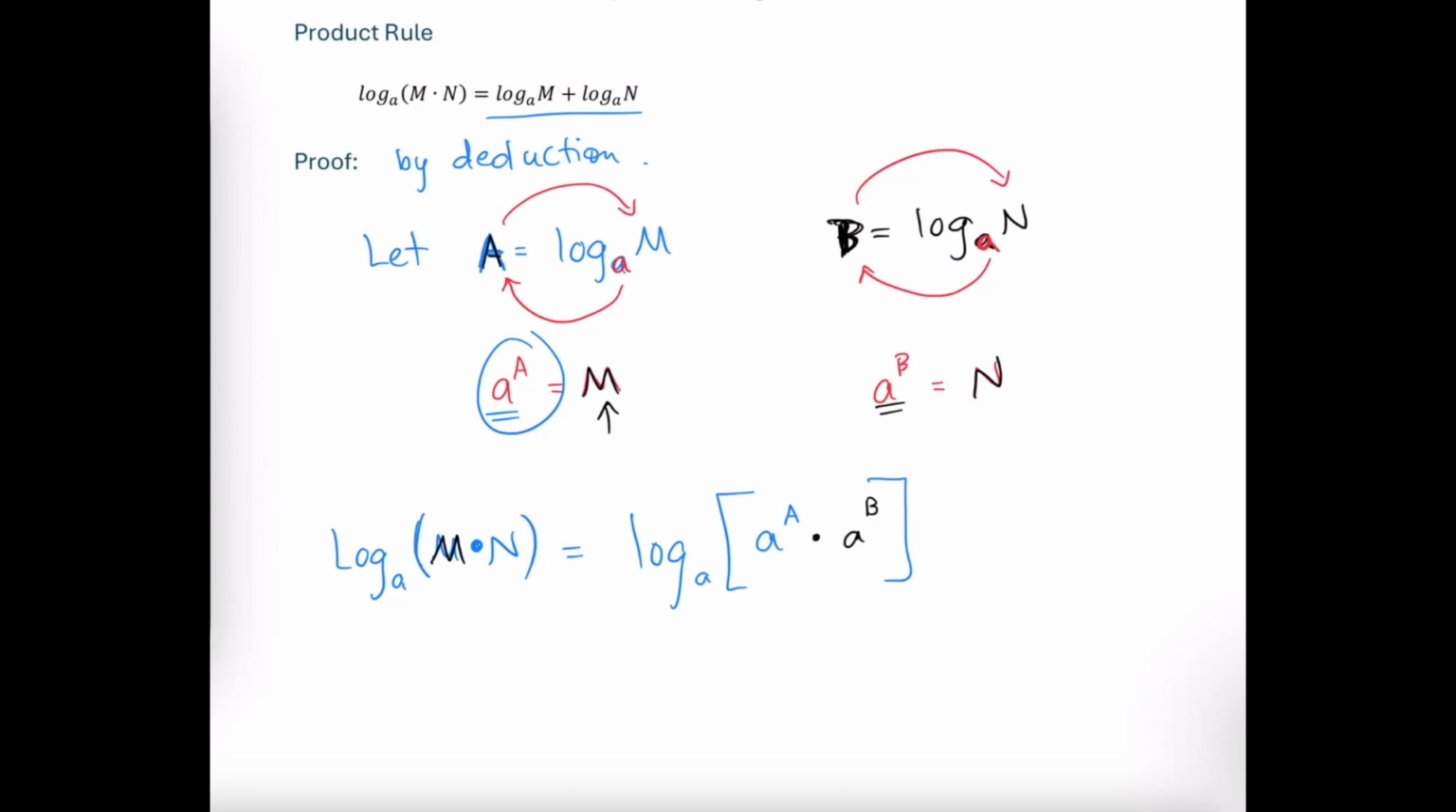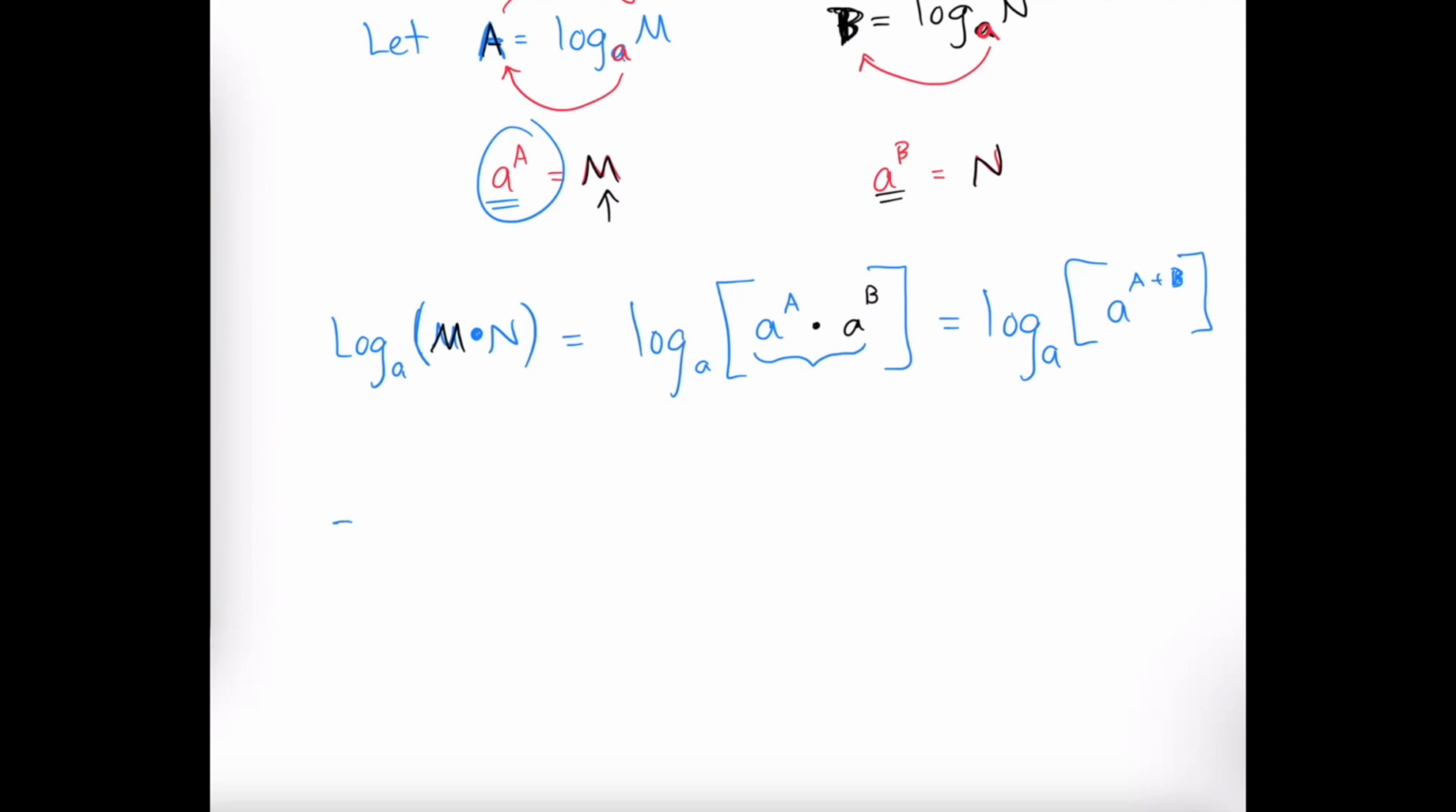And now we'll look at the inside of this logarithm. Essentially, we have two things that are being multiplied together. They have the same base. And when we have two things multiplied together with the same base, that means that we can add these exponents, right? We add those two exponents in order to write them with that same base a. Now, let's recopy where we are: log base a of a to the cap A plus B.